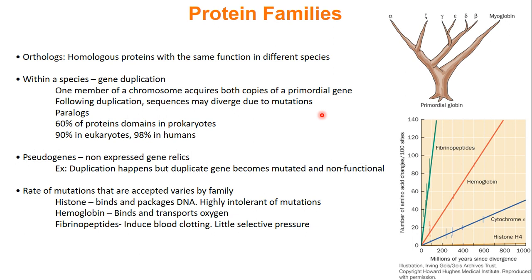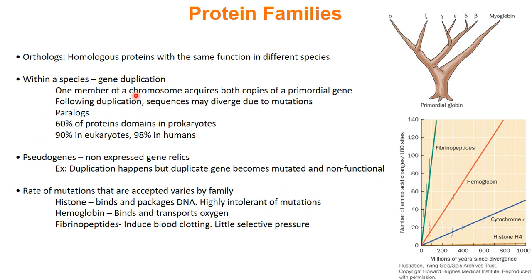Now, during this duplication, since you're producing an extra copy of a protein, this protein might diverge due to mutations. There's no pressure for this extra copy to remain pristine and unmutated if the organism already has a working copy and enough protein being made. So the duplicated protein is free to mutate, and we call these paralogs: homologous proteins within the same organism.